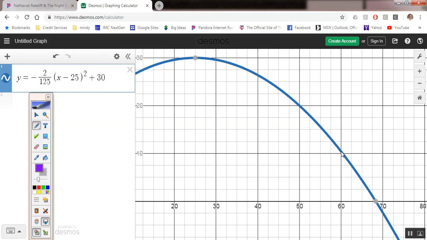Who's willing to punch this mess up for me? Somebody go 35 squared for me first. 1225. Okay, 1,225. Now let's multiply this times negative 2. Negative 2450. Okay, now divide by the 125. Negative 19.6. And now add the 30 on the end. 10.4. So when x is equal to 60, y is equal to 10.4.